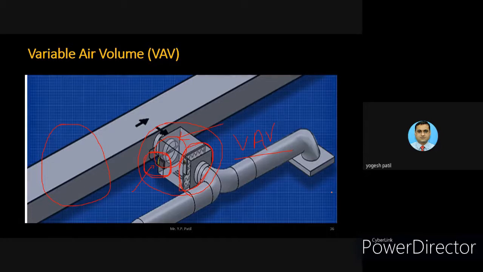On the other side, there is a CAV also. What is the difference between CAV and VAV? CAV supplies constant airflow, VAV supplies variable airflow. On the other side, CAV supplies constant airflow at variable temperature. In that case, the temperature is variable, but the supply remains constant. This is the main difference between VAV and CAV.